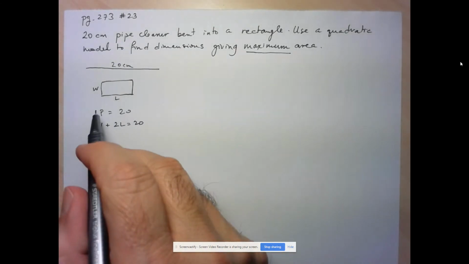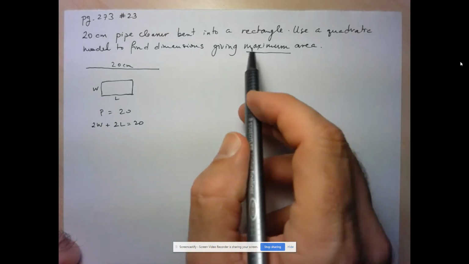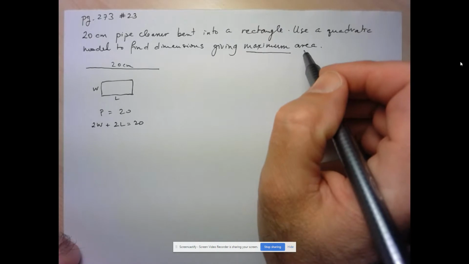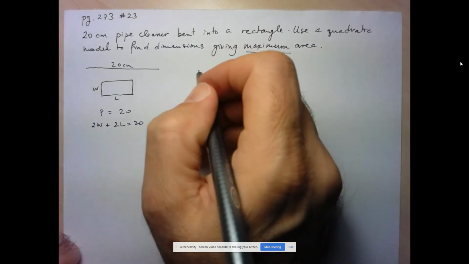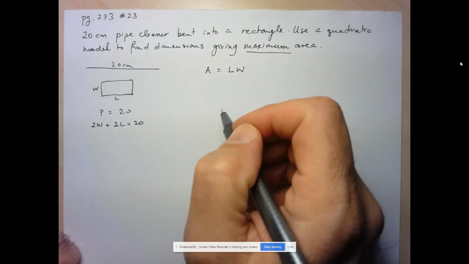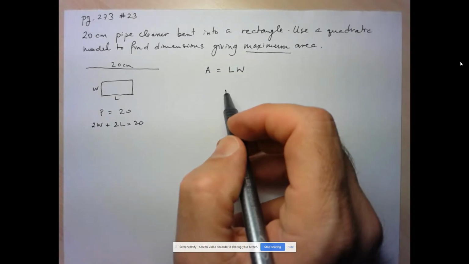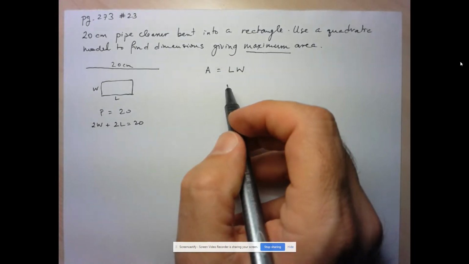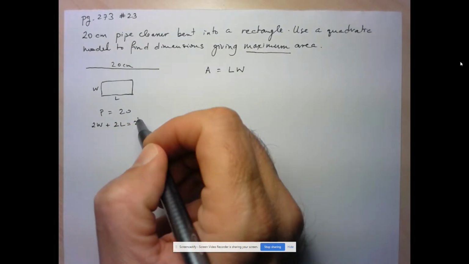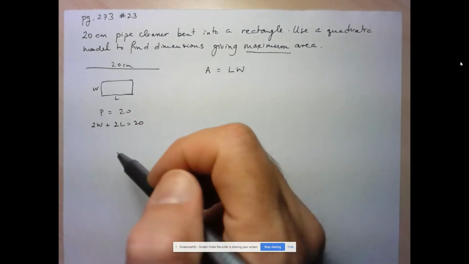So that's the information I have, but what they're asking me to determine is the dimensions that are going to give me the maximum area. So it's the area function that I actually need to work with. And of course, the area of a rectangle is length times width. The problem with this function is that it's a function of two variables, and I only know how to work with functions of one variable. So this is where we're going to use the extra piece of information that they gave me, which was that the perimeter needed to be 20 centimeters.